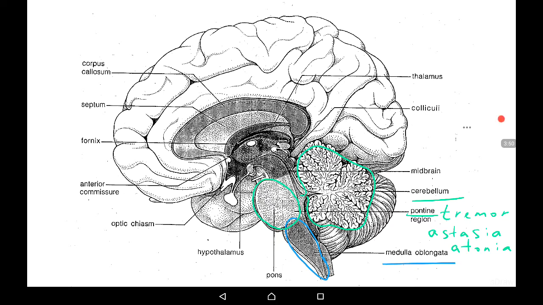In the hindbrain, some nuclei of the cranial nerves may be found. For example, the nucleus of the vagus is located in the medulla oblongata. In the pons, we may find some nuclei, for example, of the trigeminal nerve, abducens nerve, facial nerve, vestibulocochlear nerve. So these nuclei are located in the pons.